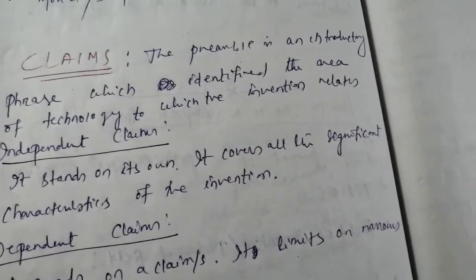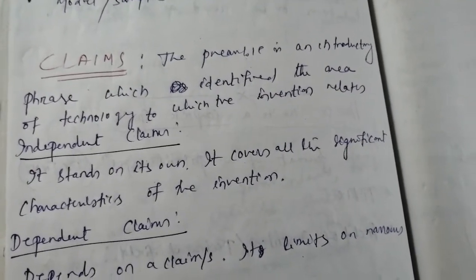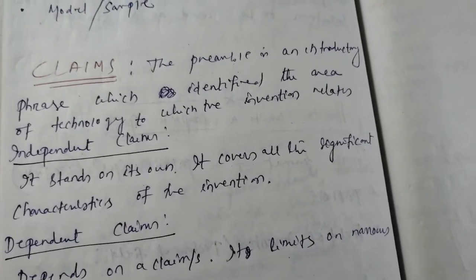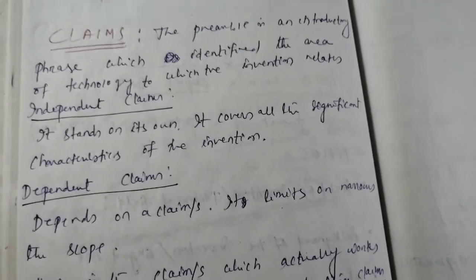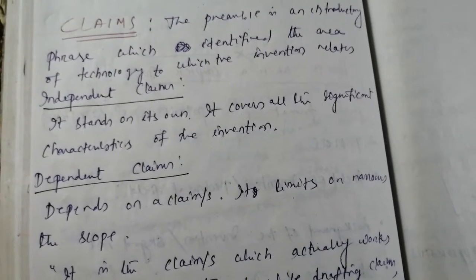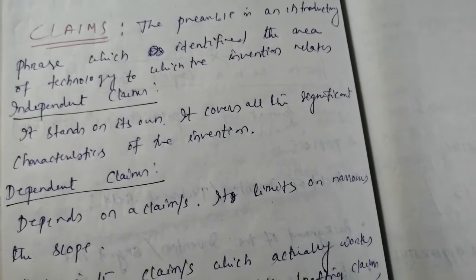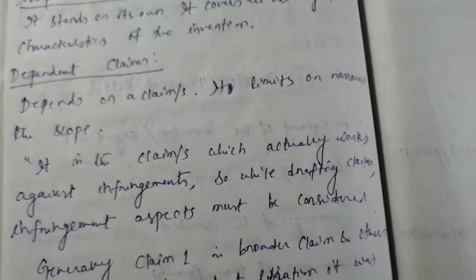Claims. The preamble is an introductory phrase which identified the area of technology to which the invention relates. Fine. And what are independent and dependent claims? The independent claim stands on its own. It covers all the significant characteristics of the invention. That means if you read independent claim itself, you can know a lot about the invention. Fine. Next one is dependent claims.